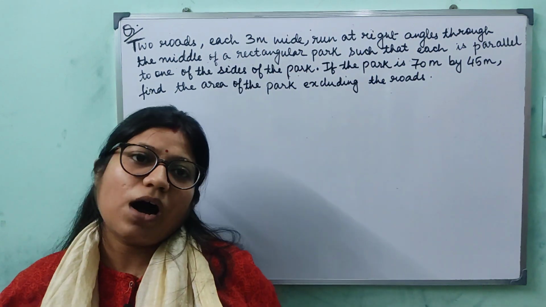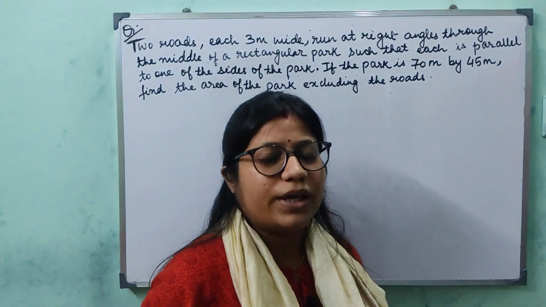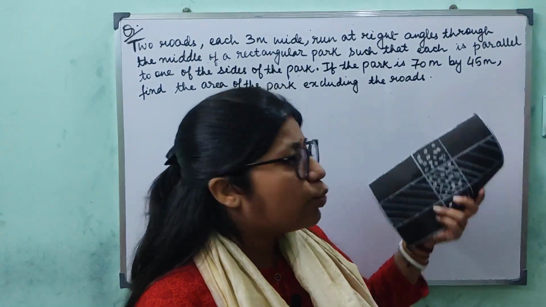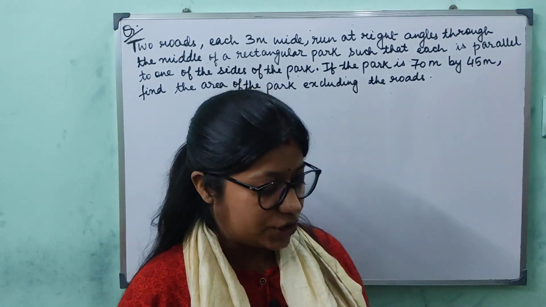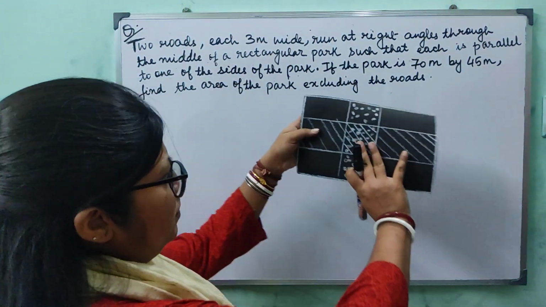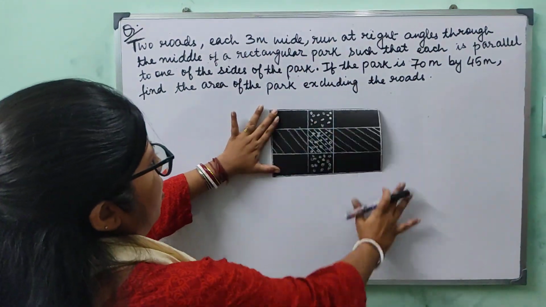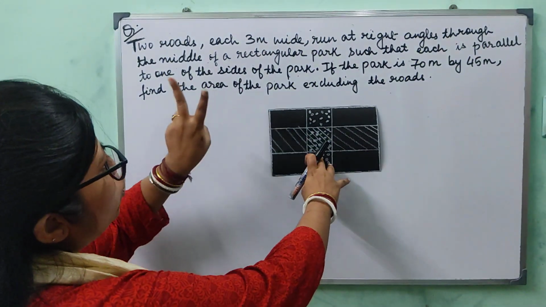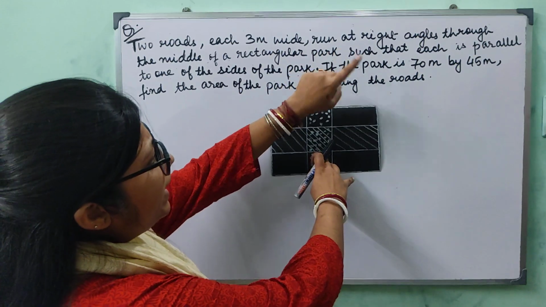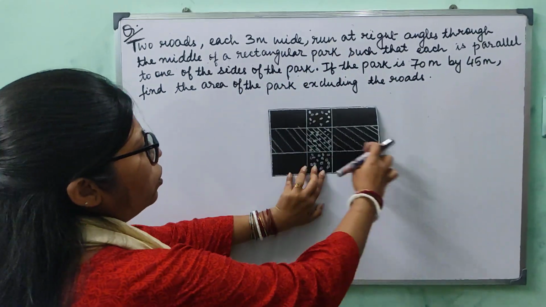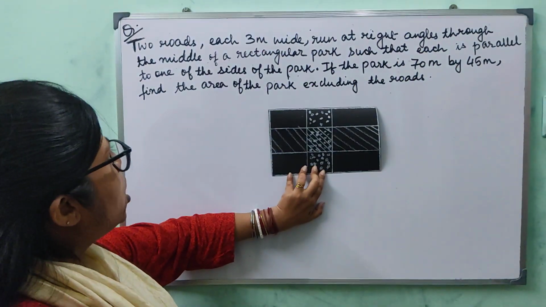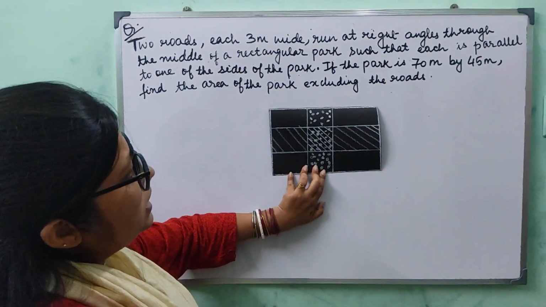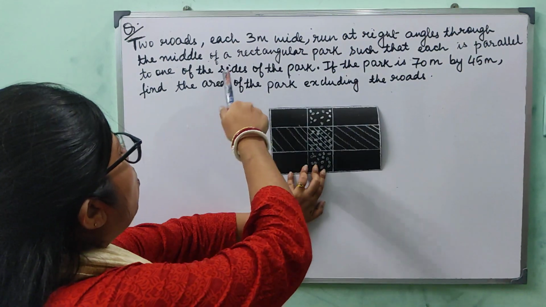So this is one of the very common sums that we have been doing while doing the chapter mensuration. So let us imagine this to be the park. The black portion is the park. Now there are two roads which run at right angles. So these are the two roads which are running at right angles through the middle of the rectangular park such that each is parallel to one of the sides.